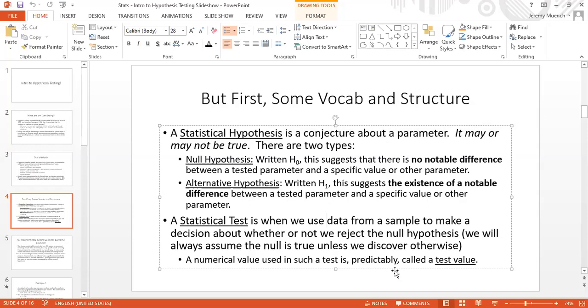So the idea here is that we really are just trying to use data to make a decision about whether or not we are going to reject our null hypothesis. We always begin by assuming the null is true. And we're going to use collected data to decide whether or not to reject that initial assumption.